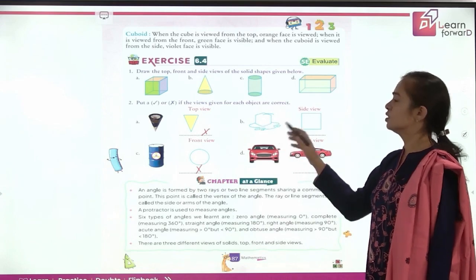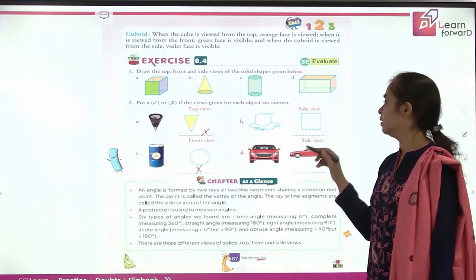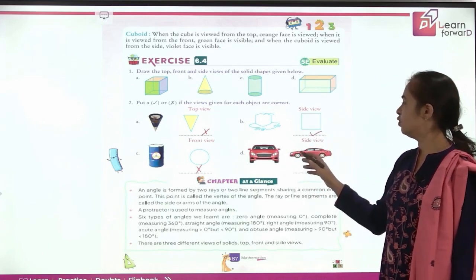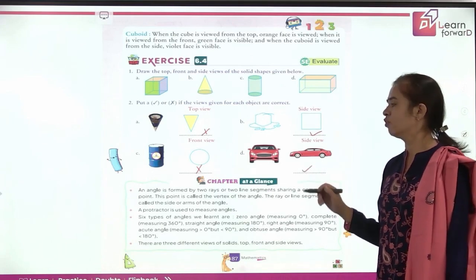What about this? From the side, if you look at an ice cube, will it look like a square? Yes, definitely. So this is correct. When you look at the side view of a car, does it look like this? Yes, it looks the same from the side.